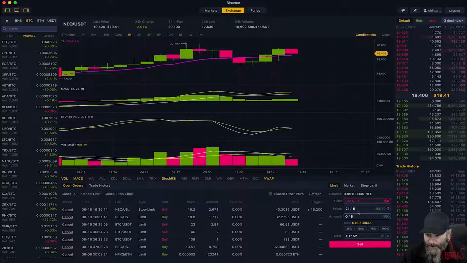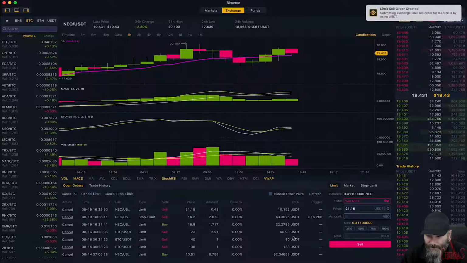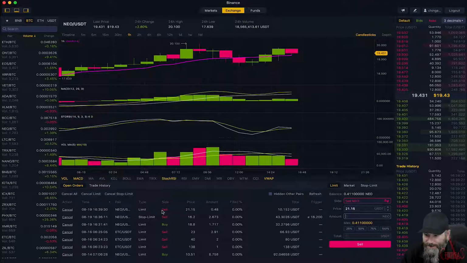Let's backtrack a little bit. NEO, we have 0.89 left. That represents 25% of the total investment. Our price, we want to sell at 21.15 for an 11% gain. We're going to sell 0.48 NEO, which will get us 10.152 Tether. And we're going to put that order in. So we sell that. Okay, now you have one profit target set.